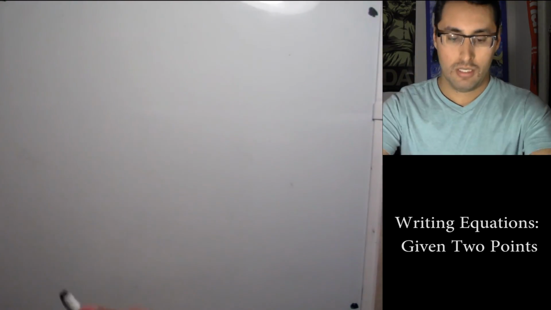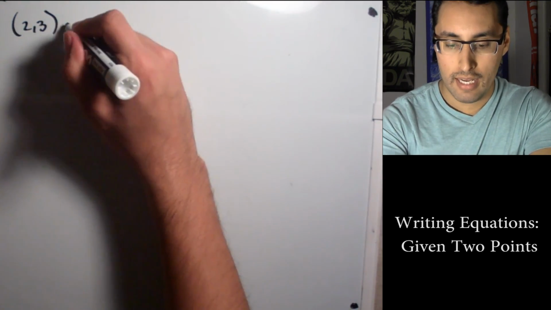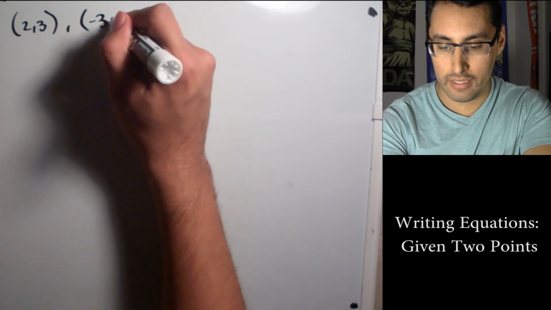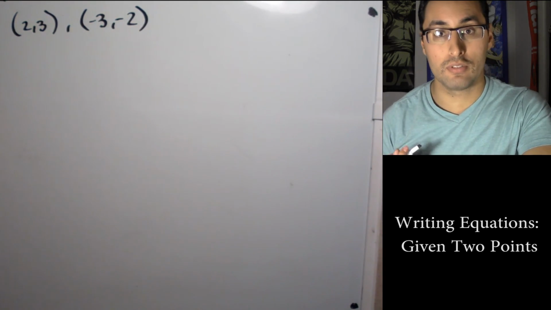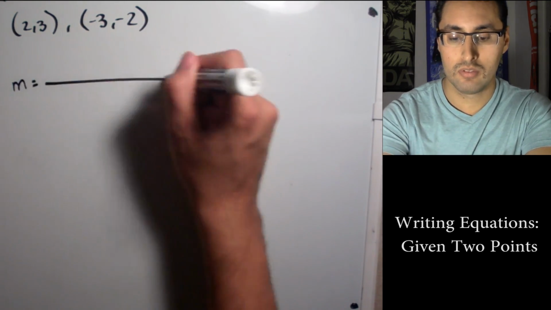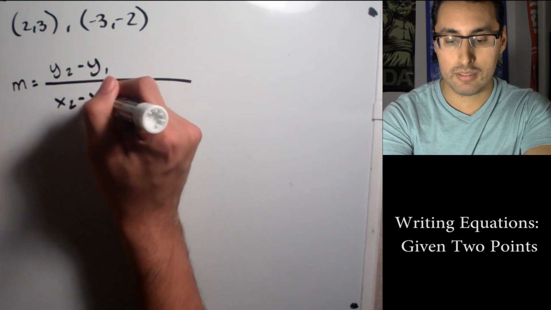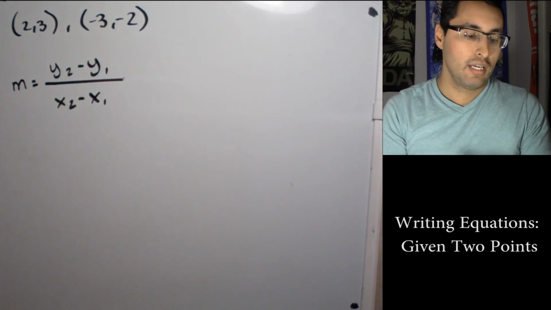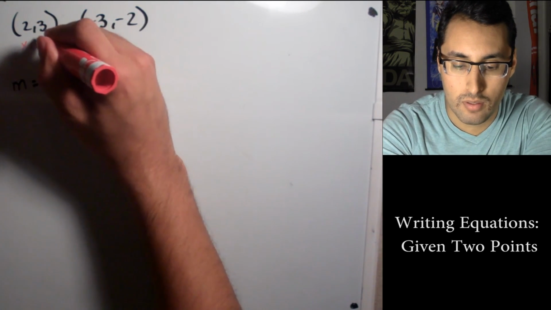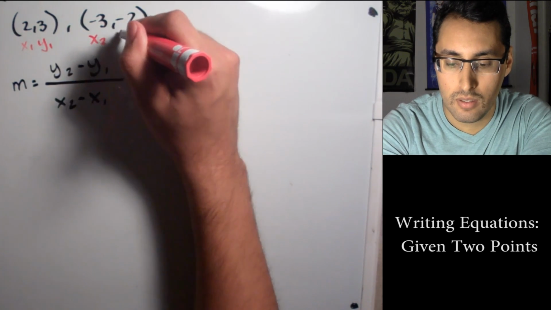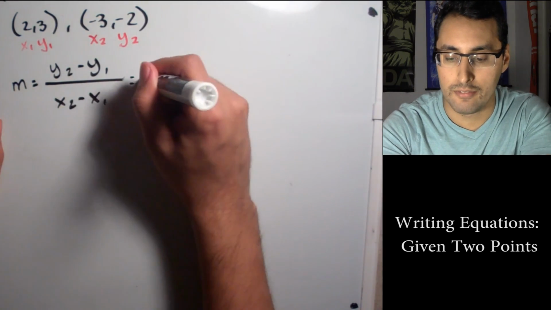So our first point is going to be 2, 3, and the second point is going to be -3 and -2. I'm going to use the formula to find slope, which is m equal to y2 minus y1 over x2 minus x1. Underneath these coordinates, I'm just going to put x1, y1, x2, y2. With those, we can input that into the formula.